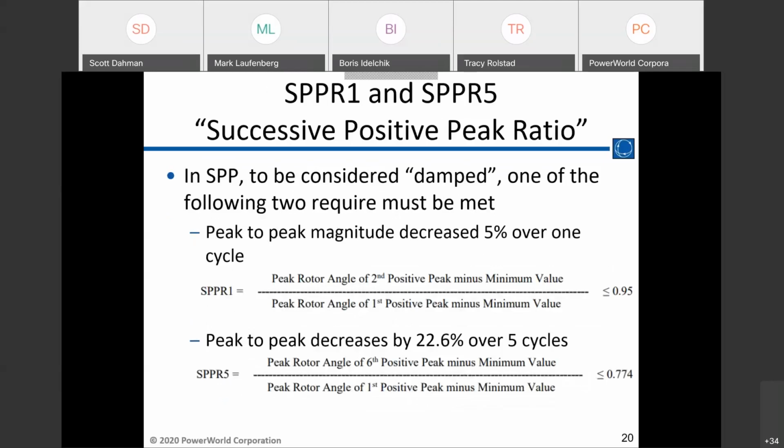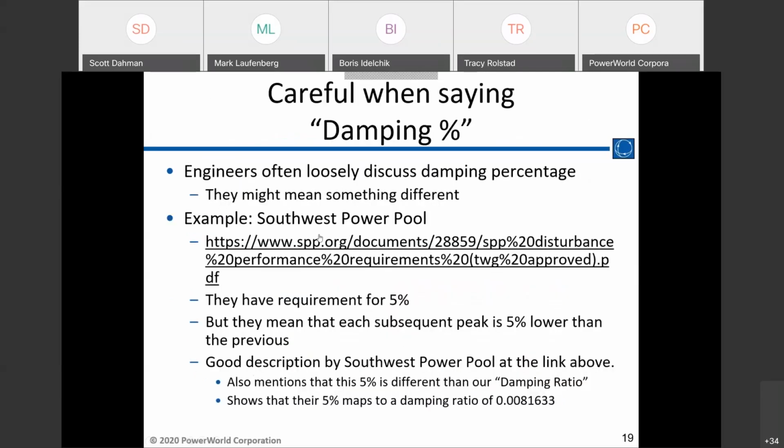And their damping factor, just to wave my hands through here a little bit, basically says that the peaks, let me just go open that.